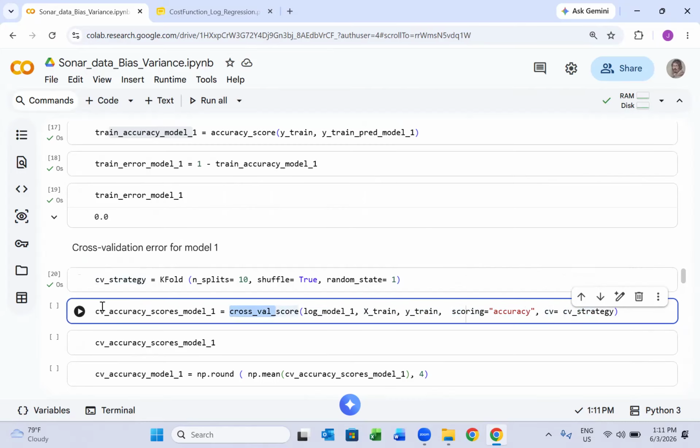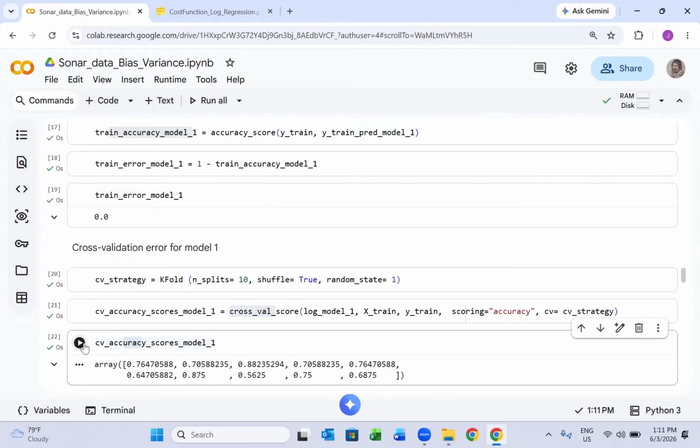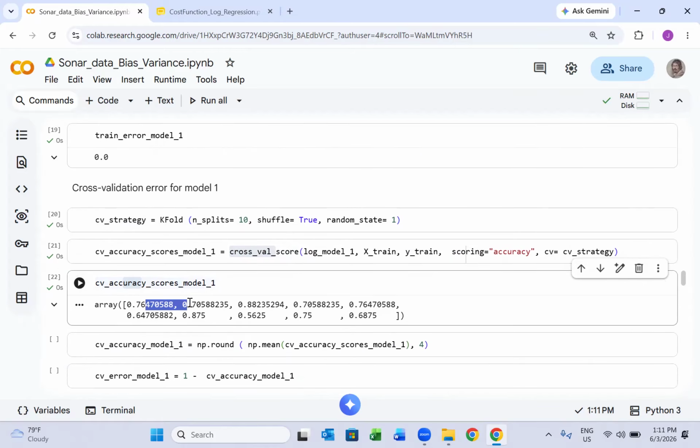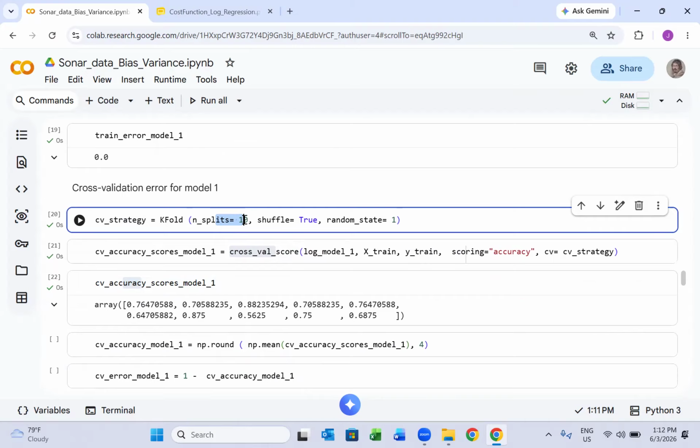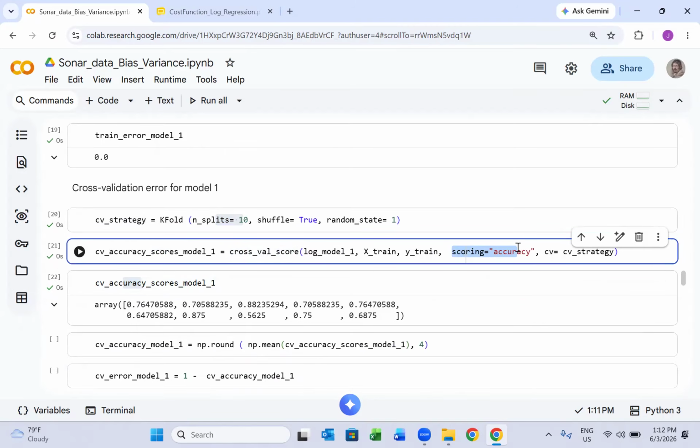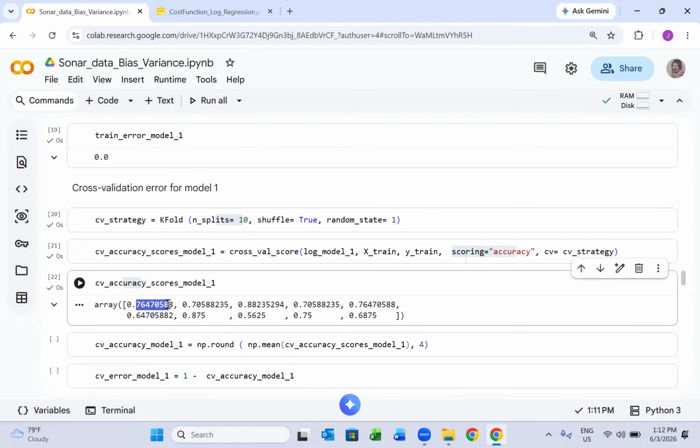When we apply cross-validation score, we actually get, as you will see next, 10 cross-validation results, okay? Why 10? Because we defined 10 folds, right? For each fold, we end up with a cross-validation result. In this case, we are using the accuracy as the metric to evaluate each cross-validation result. So we're getting 10 accuracy scores, okay? So for each split, for each fold, we get a cross-validation accuracy.